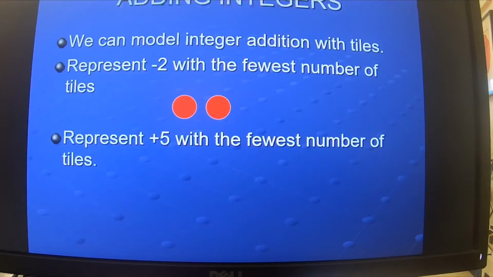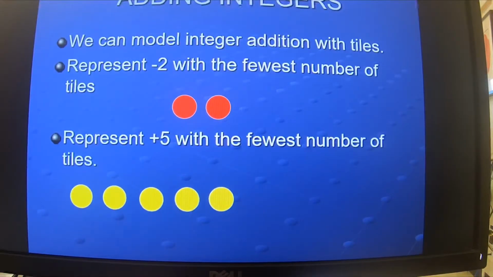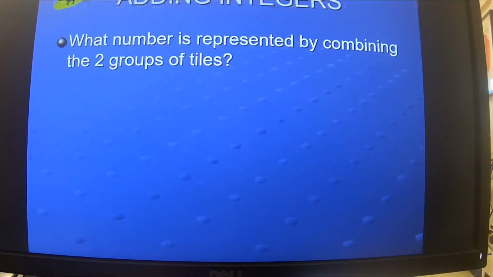Now, again, let's represent positive 5 with the fewest number of chips. You'd probably do this, and you'd be right. But again, I could add another yellow and a red, and that would still be positive 5, but this is the easiest way. Now, we can model addition statements as well.